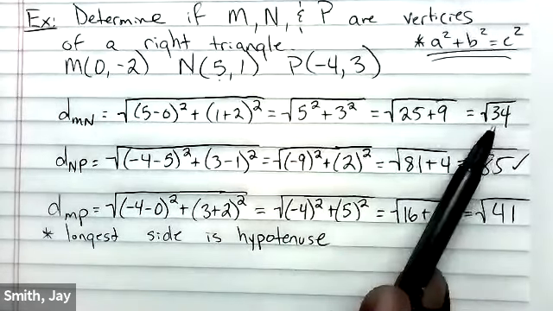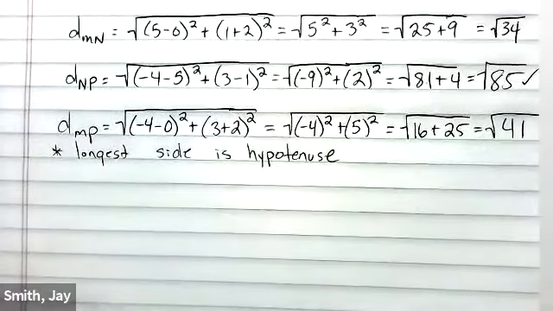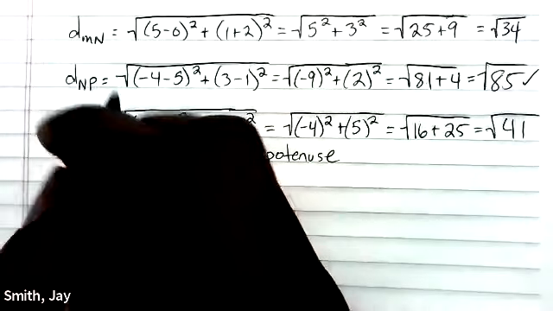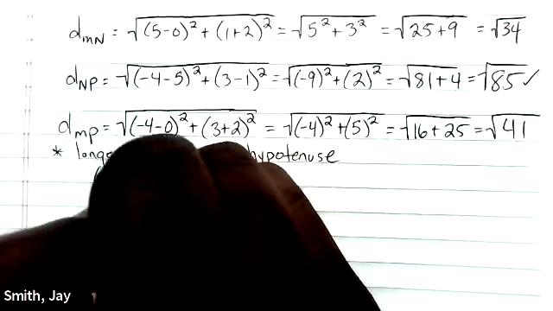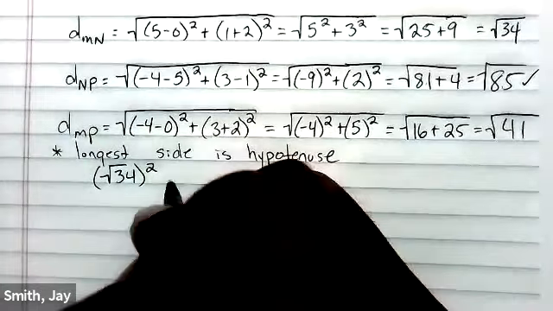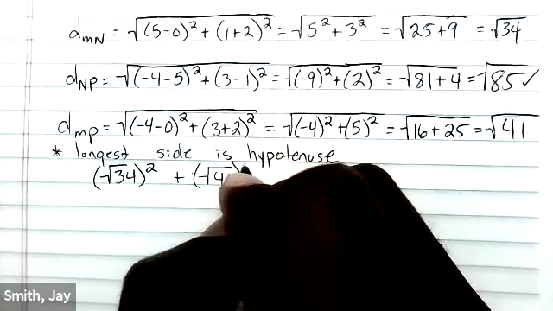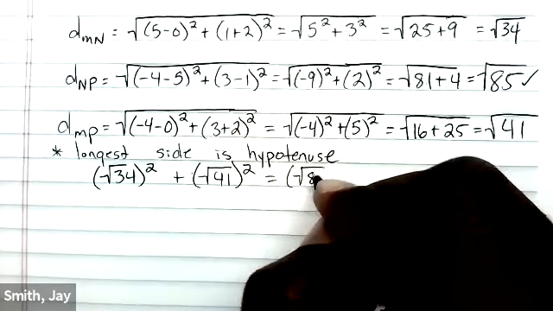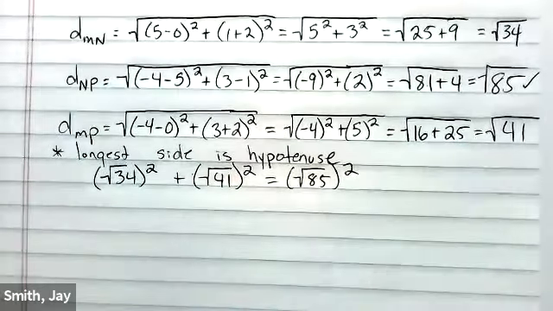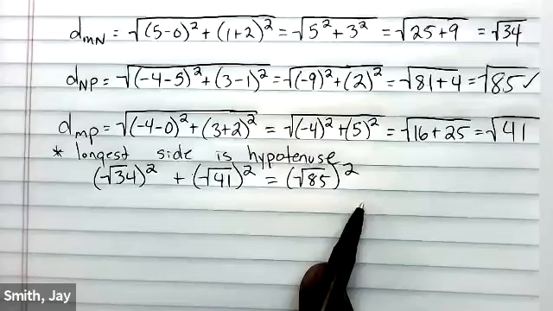So this means that the square root of 34 and the square root of 41 are our legs for the right triangle, or at least if it is a right triangle, these will be our legs. So we're going to have the square root of 34 squared plus the square root of 41 squared should be equal to the square root of 85 squared. Keeping in mind that the square root of 85 is the longest distance of the three sides for this triangle, and we're trying to see if it's a right triangle. If it is, then this will give us a true statement.